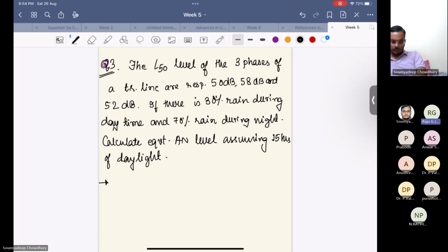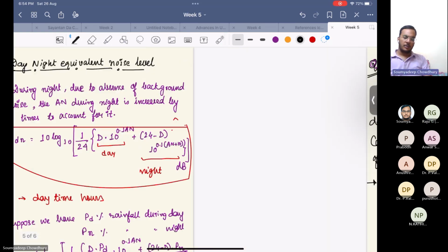Sir, can you put up the earlier equation? Yes, sure.